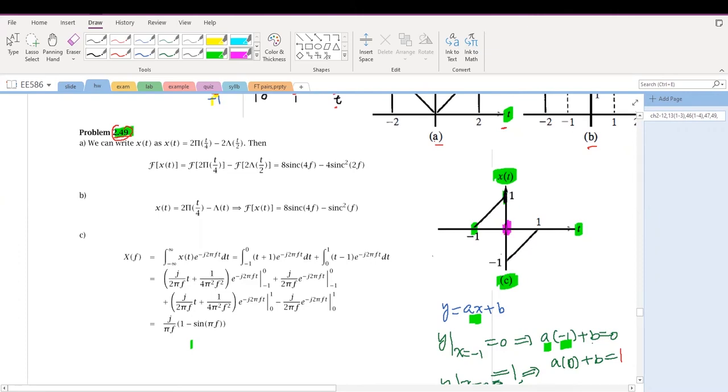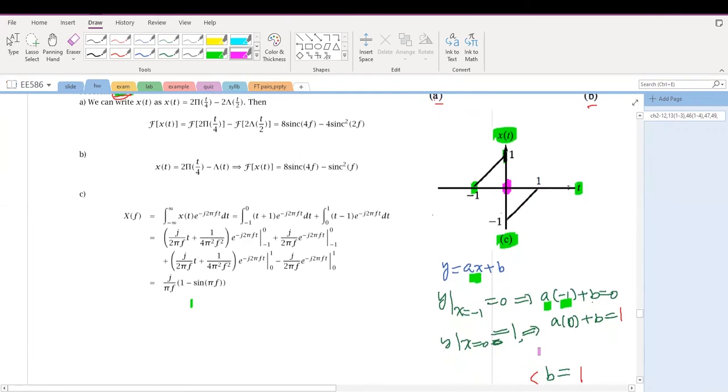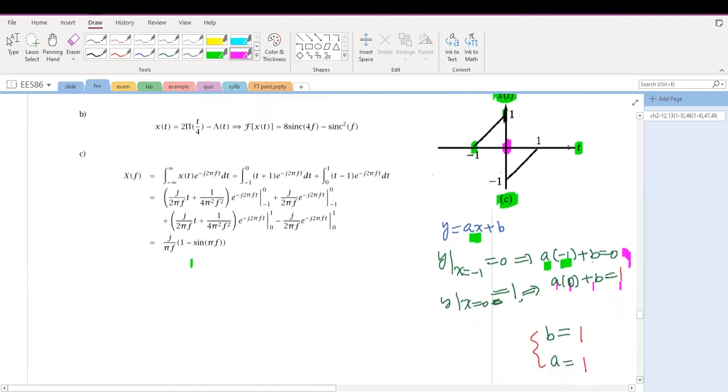When x equals 0, y equals 1. So we have y at x equals 0 equals 1. That equals a multiplied by 0 plus b, that equals 0. You solve these two equations, and we have b equals 1, a equals 1.